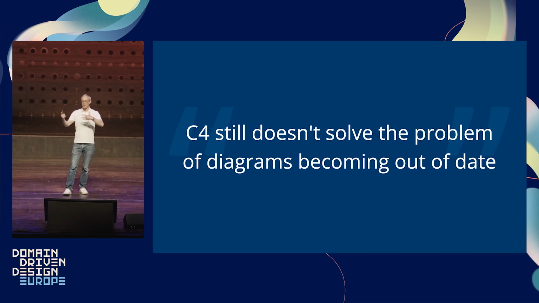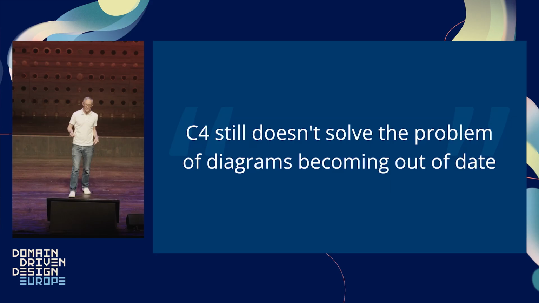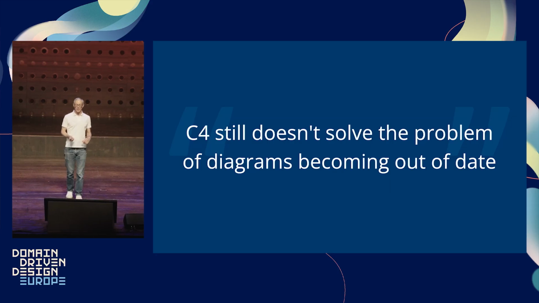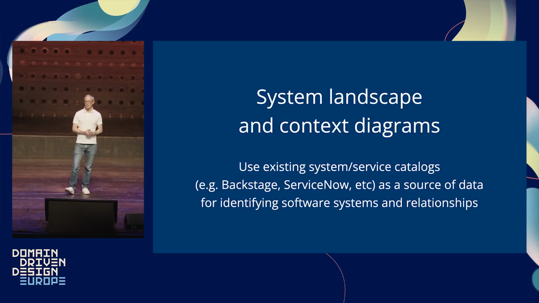If you're using something like my Structurizr tooling, other tools are out there as well, there's a bunch on the C4 website, you can automate some of these diagrams. So for example, the system landscape and context diagrams, how might you automate those? Well, if you have a service registry, Backstage, ServiceNow, you can write some code, pull out all the services and systems and relationships, and then visualize that. You could pop it into my Structurizr format if you want to.